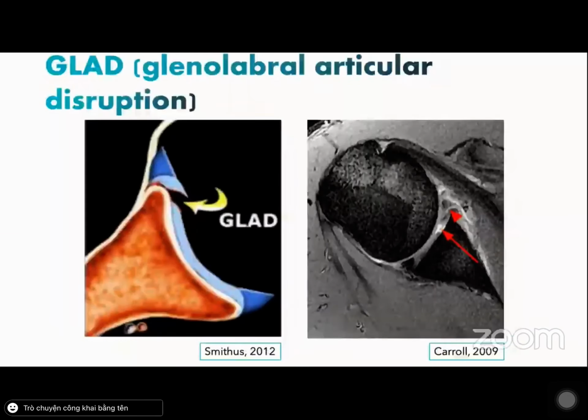Next, the GLAD, or the glenolabral articular disruption. The GLAD lesion combines a labral tear with an adjacent cartilage defect. In the axial MRI image on the right, we can see an anterior-inferior labral tear as pointed out by the arrowhead, and just next to it, there is a cartilage defect as annotated by the arrow. When the labral tear is minimal or mild, patients will complain of pain from the osteochondral lesion rather than instability itself.